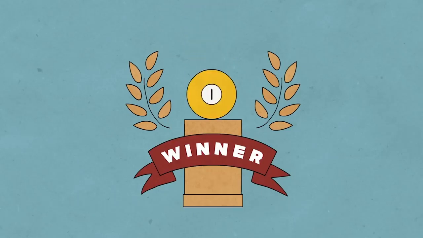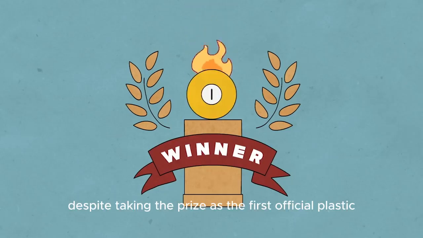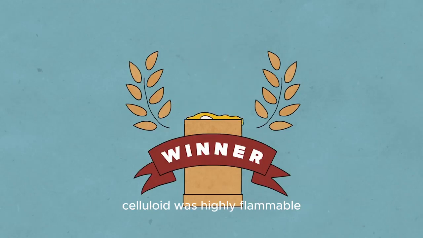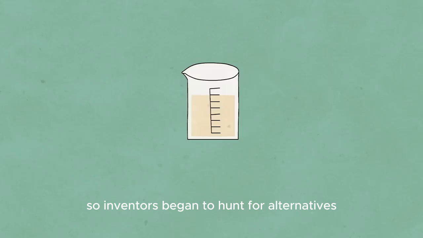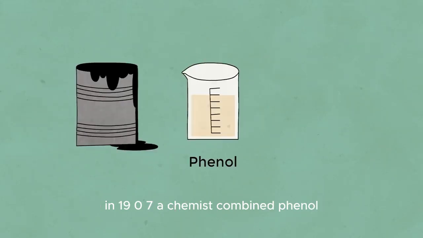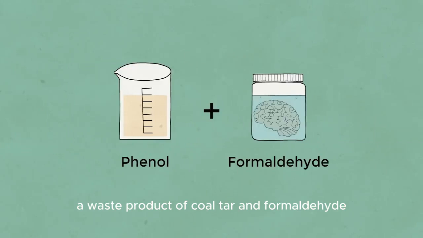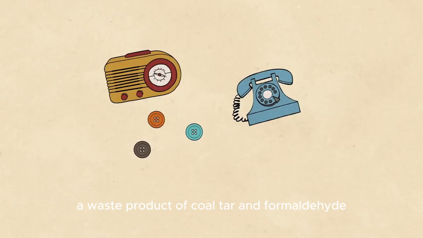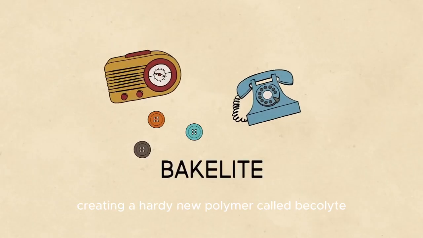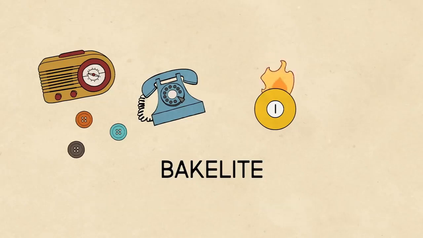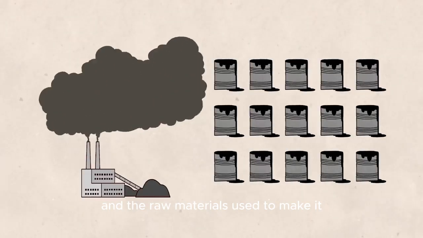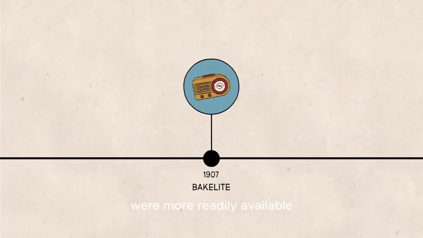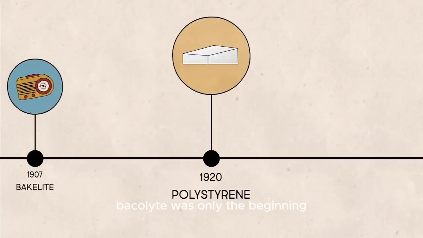Despite taking the prize as the first official plastic, celluloid was highly flammable, which made production risky. So inventors began to hunt for alternatives. In 1907, a chemist combined phenol, a waste product of coal tar, and formaldehyde, creating a hardy new polymer called bakelite. Bakelite was much less flammable than celluloid, and the raw materials used to make it were more readily available. Bakelite was only the beginning.